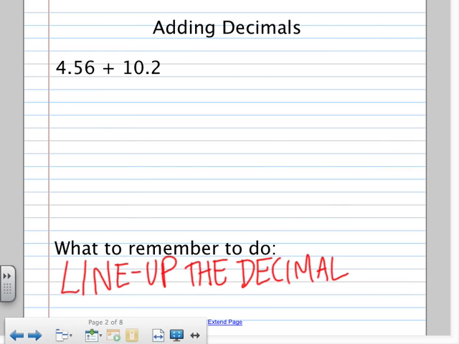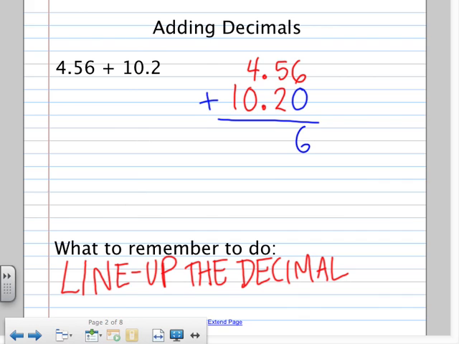So I'm going to rewrite this problem. So I have 4.56, and I need to write 10.2 so that the decimals are directly below each other. You can fill in any empty spaces with zeros if you need to. Especially in subtraction, you'll get to that more. In addition, it's not quite as important.